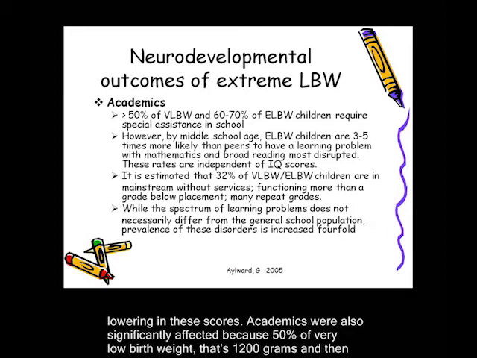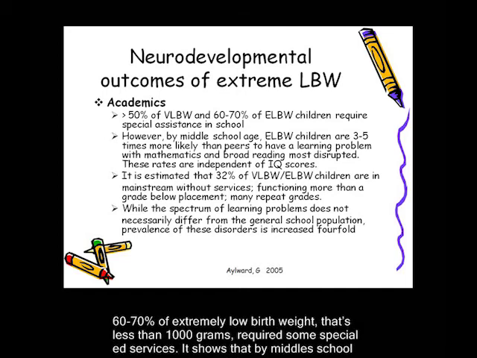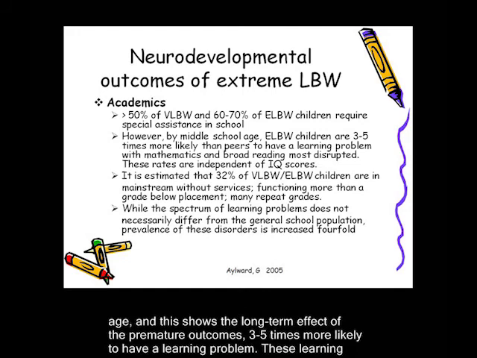Academics were also significantly affected because 50% of low birth weight, very low birth weight, that's less than 1,200 grams, and then 60 to 70% of extremely low birth weight, less than 1,000 grams, required some special ed services. And it shows that by middle school age, this shows the long-term effect of the premature outcomes, 3 to 5 times more likely to have a learning problem.